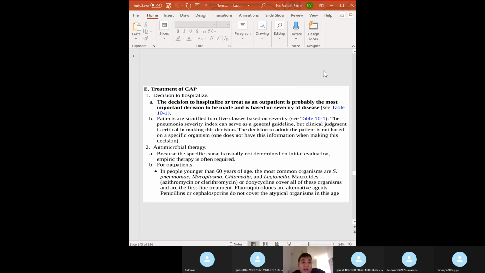What's the treatment? How are we going to treat community-acquired pneumonia, either outpatient or in hospital? You give antimicrobial therapy. Don't forget, in people younger than 60 years of age, the most common organism is S. pneumo always, then the rest. So you give macrolides, azithromycin or clarithromycin, or doxycycline to cover all of these organisms. Or you can also give fluoroquinolones. However, do not give penicillins and cephalosporins because they do not cover atypical organisms in this age group.